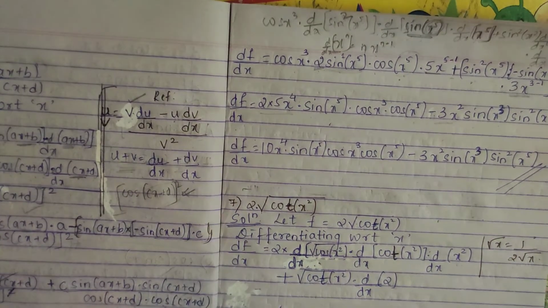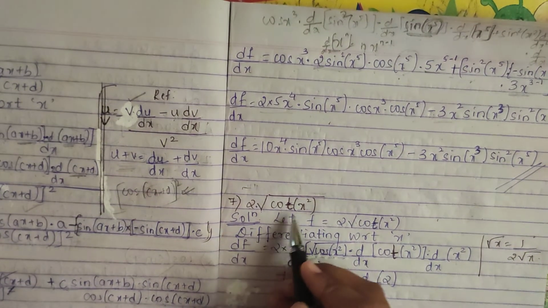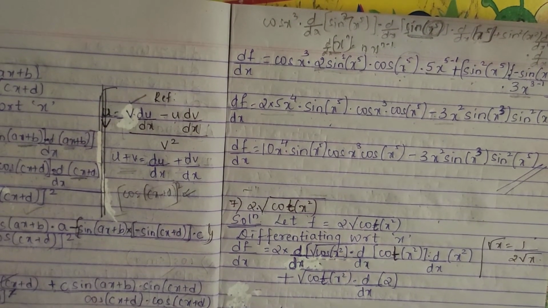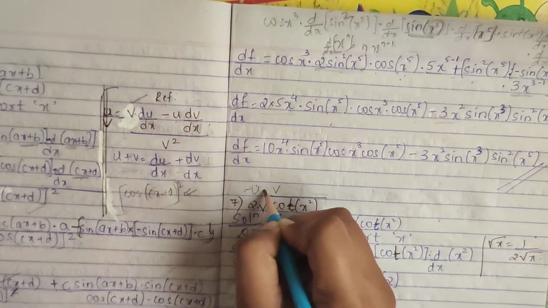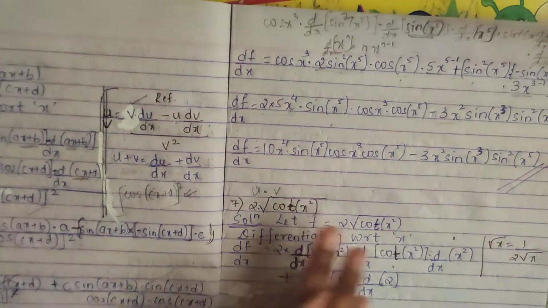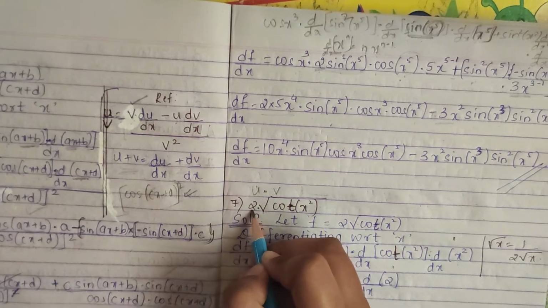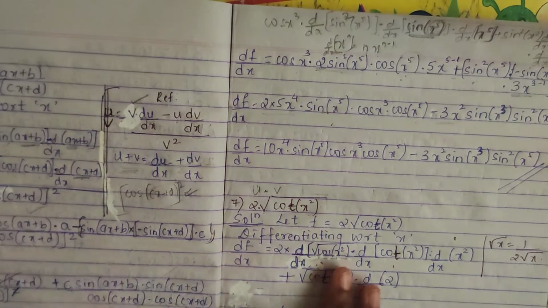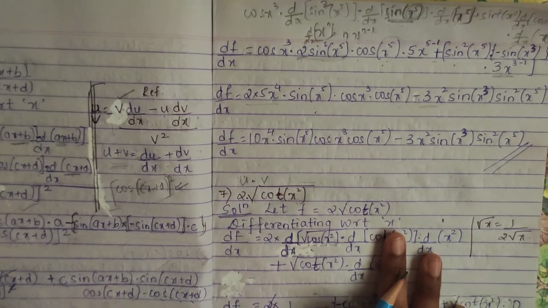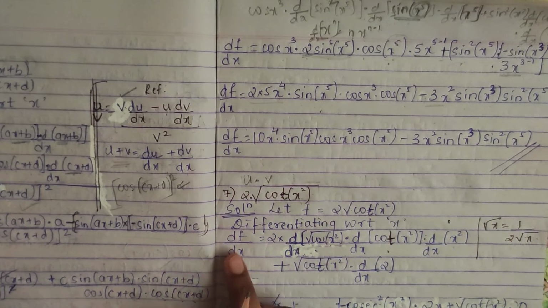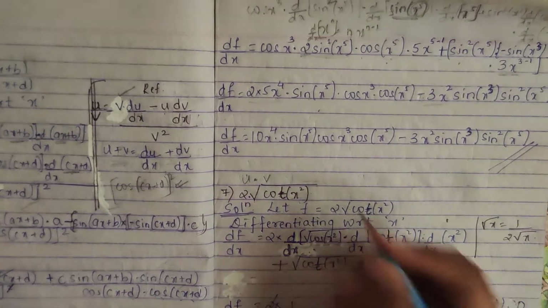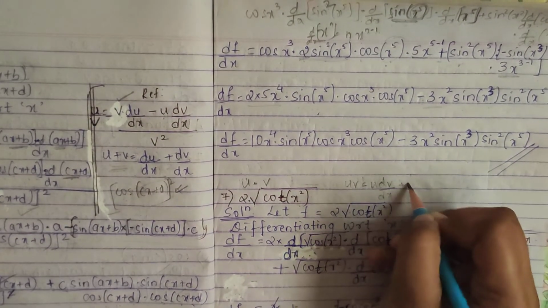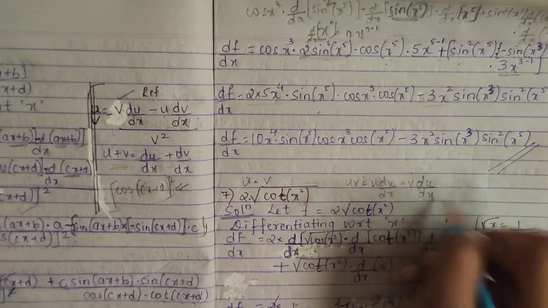Next is your 7th question, 2 root of cot x square. So as usual let f, see this also you can solve in the form of u into v. If you want you can do u into v, or directly you can do. Directly means, 2 is a constant only, so when you differentiate 2, it becomes obviously 0, but I will show you using u into v. Differentiating with respect to x, u into v, how we do, u dv by dx plus v du by dx.